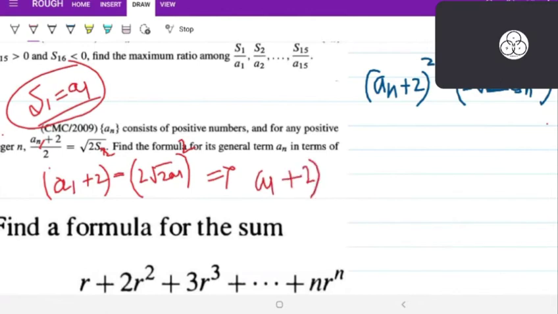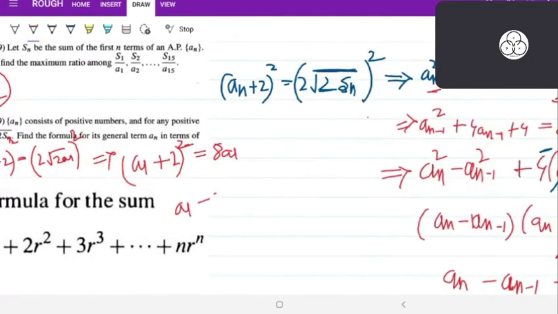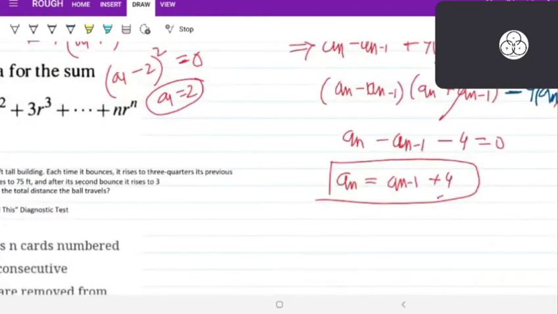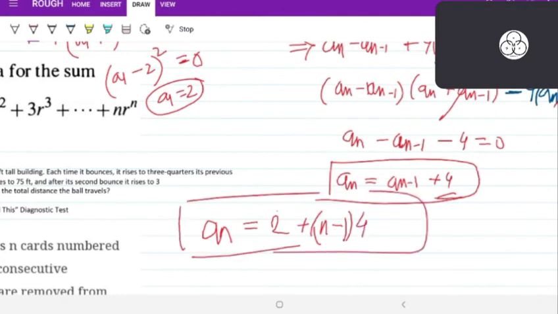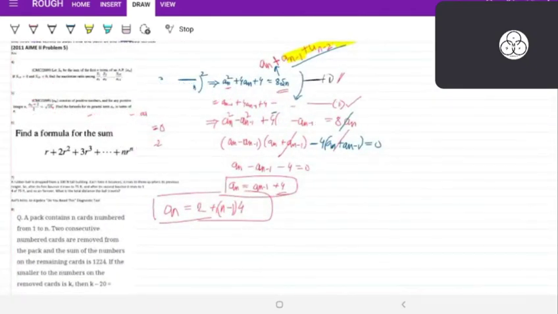A1 plus 2 whole square equals to 8A1. This will be A1 minus 2 whole square equals to 0. A1 equals to 2. We have got the first term. We have got the common difference of the AP. So the general terms formula will be an equals to 2 plus n minus 1 into 4. This will be the general terms formula. Unimaginable, right, that you are solving questions from Chinese Olympiads.